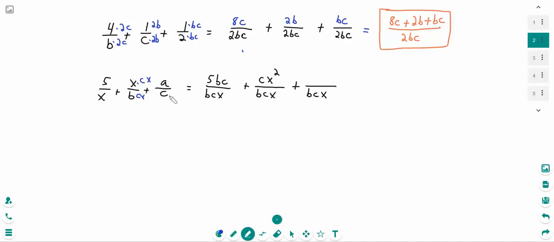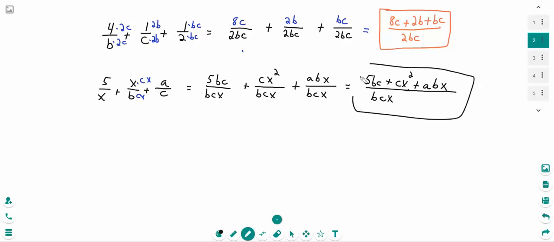All right. Moving on. C times what is bcx? Well, it'd be bx. So a times bx is what we'll get in the numerator. And now we're ready to add. It's all going to be over a bcx. And we have 5bc plus cx squared. I need to extend this here. Plus abx. That would be our solution.